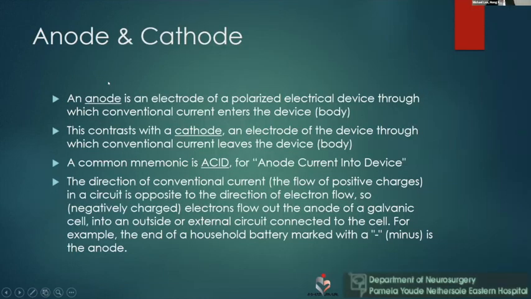And we also have to mention the anode and cathode. A common mnemonic is ACID: anode current into device. But this current is a conventional current. It's not the flow of electrons. Instead, it's a flow of positive charges, so it's opposite to the flow of electrons, which are negatively charged. So this is how we define the anode, and the cathode is the opposite of the anode.